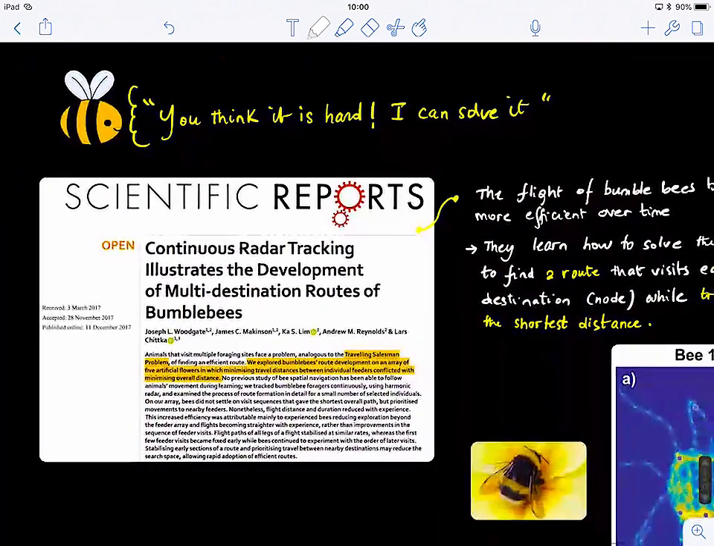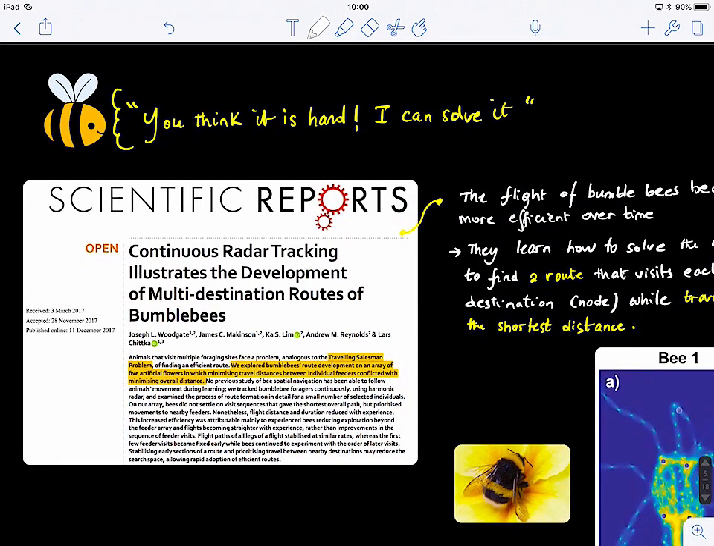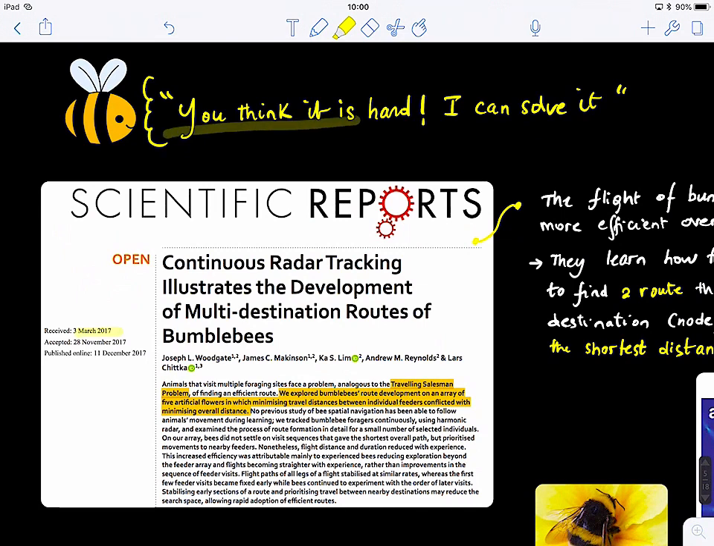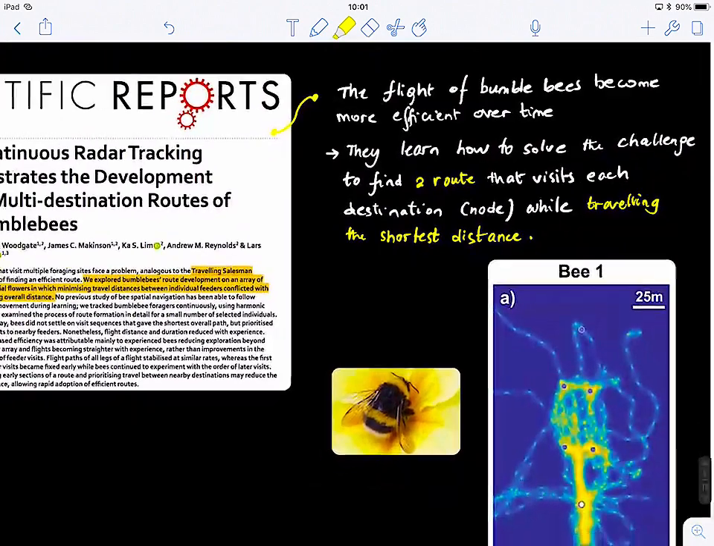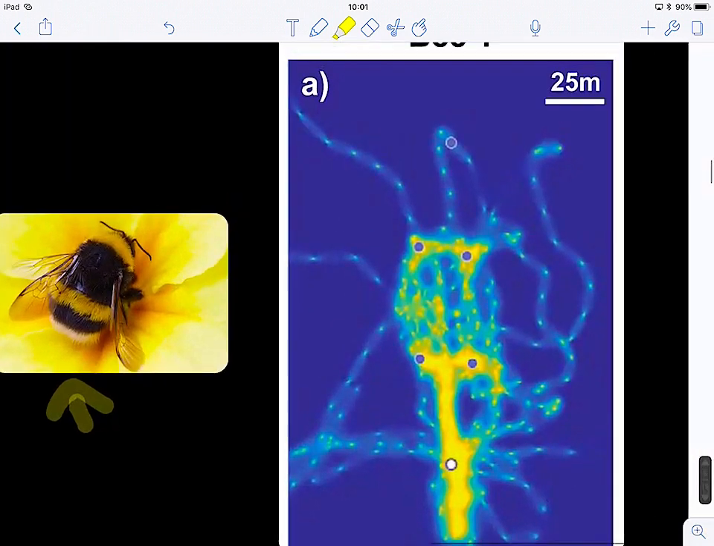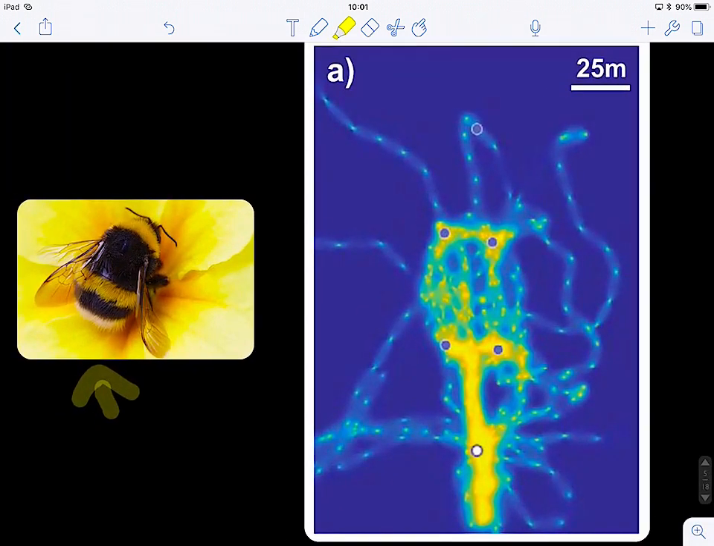It turns out that bees can solve this problem. And I found this very, very fascinating. There was an article published in Nature Scientific Reports in 2017. Basically bees can easily solve it. How did they find this? They found that the flight of bumblebees, this is a bumblebee, becomes more efficient over time. They learn how to solve the challenge to find a route that visits each destination or node while traveling the shortest distance. This is how it looks. They tracked the bee trajectory over days, and they found that after a few days, after some exploration, the bee identifies the shortest path very accurately.